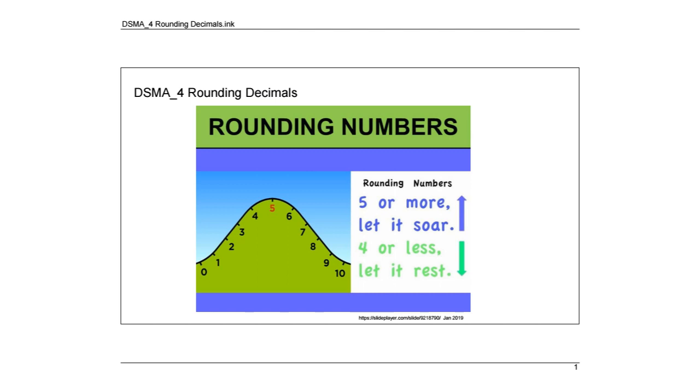So this is a really good visual. I like this visual. What happens is you're heading up the hill, right? And so if the next number after where you're rounding is less than 5, then you are going to just roll right back down. But if you hit 5 or greater, then you're going to go over the hump and head to the next number. So let's talk about this.